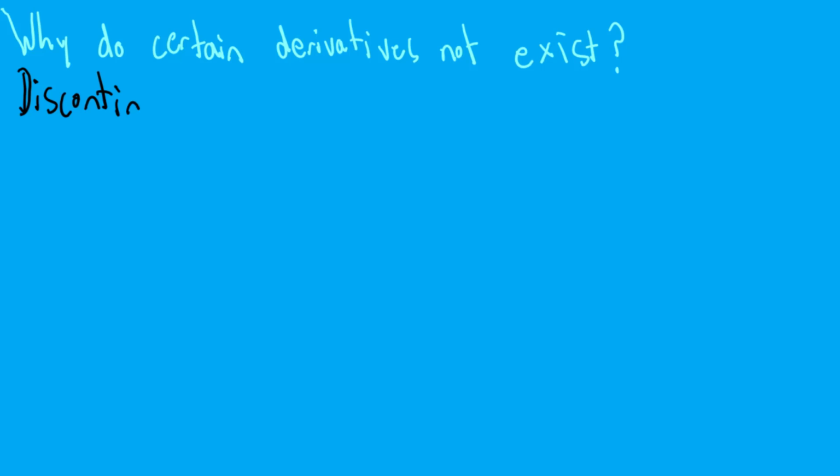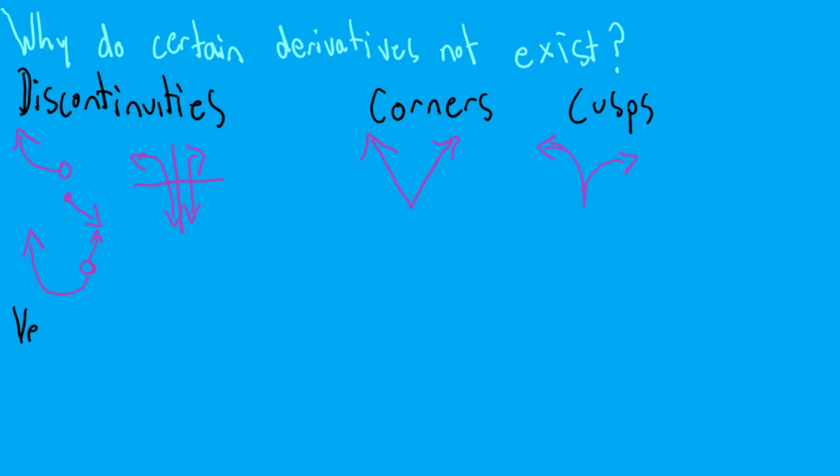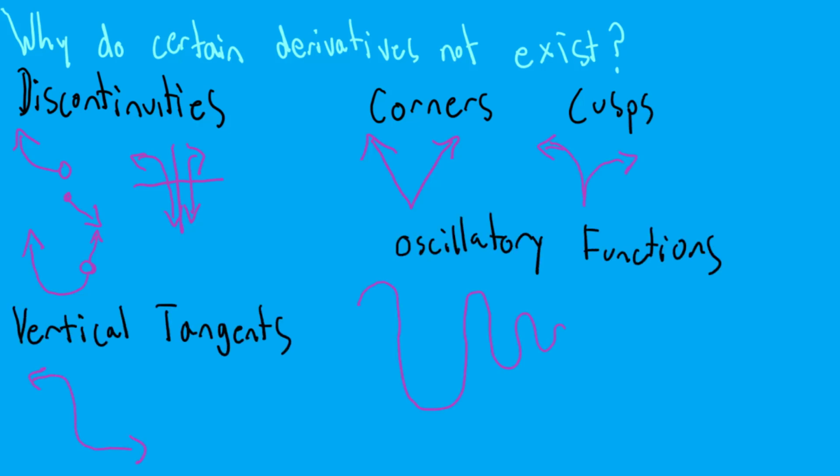Why do certain derivatives not exist? In this video, we are going to cover why functions are not differentiable at discontinuities, including jump discontinuities, infinite discontinuities, and removable discontinuities. We are also going to cover differentiability at corners, cusps, vertical tangents, and oscillatory functions.